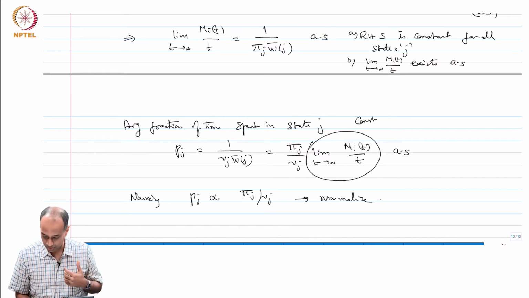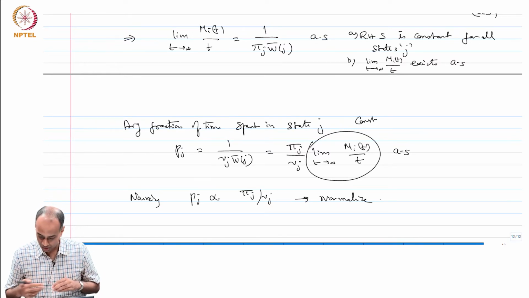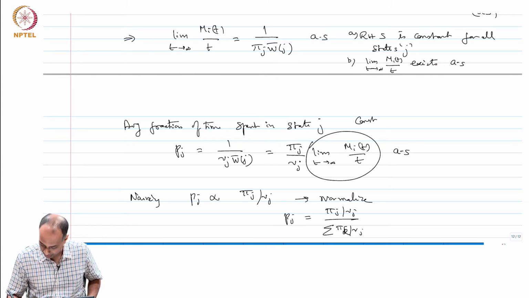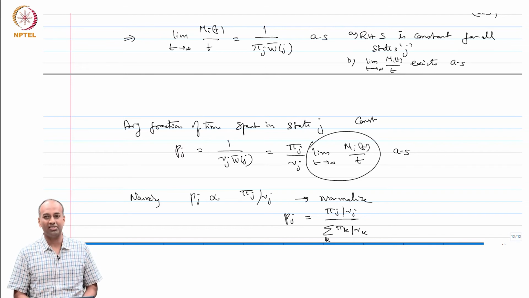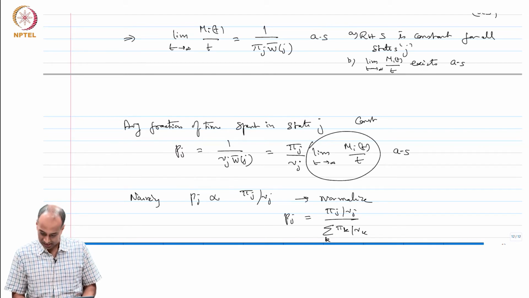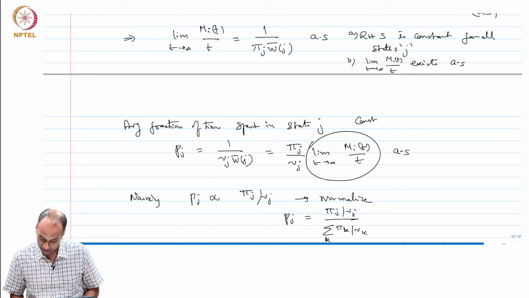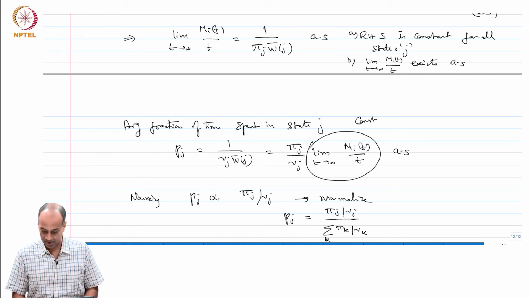So, you might argue, if you were to be naive about it, normalize and say that Pj should be equal to (pi j over nu j) over the sum over k of (pi k over nu k), which is sort of the answer we want, right. Well, this answer is correct, but to show this properly requires some amount of work, okay.